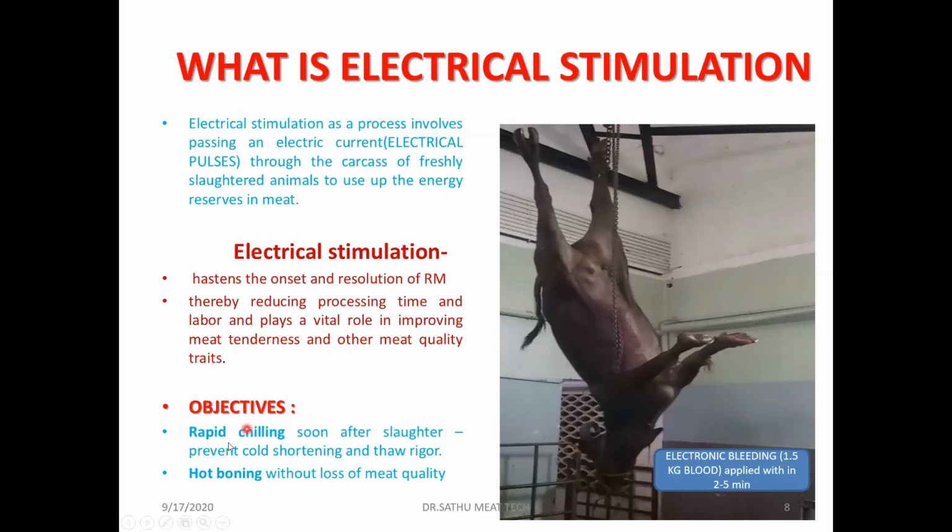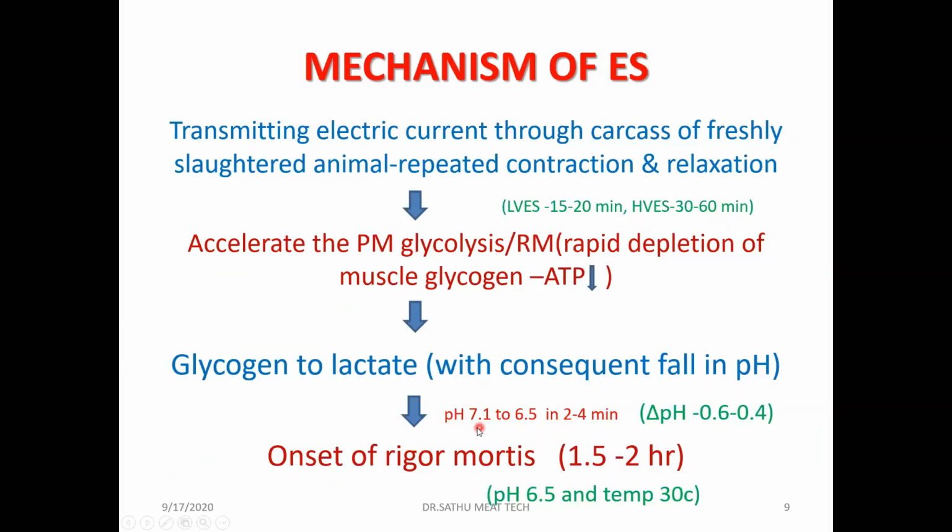So this objective helps rapid chilling soon after slaughter so as to prevent cold shortening and thaw rigor. Another is hot deboning without the loss of meat quality. So what is hot deboning? In another lecture, I'll be talking in detail about hot deboning, its advantages and disadvantages. If you want to implement hot deboning, we have to go with electrical stimulation. So just remember, it is for rapid chilling, to prevent cold shortening and thaw rigor, and another is hot deboning.